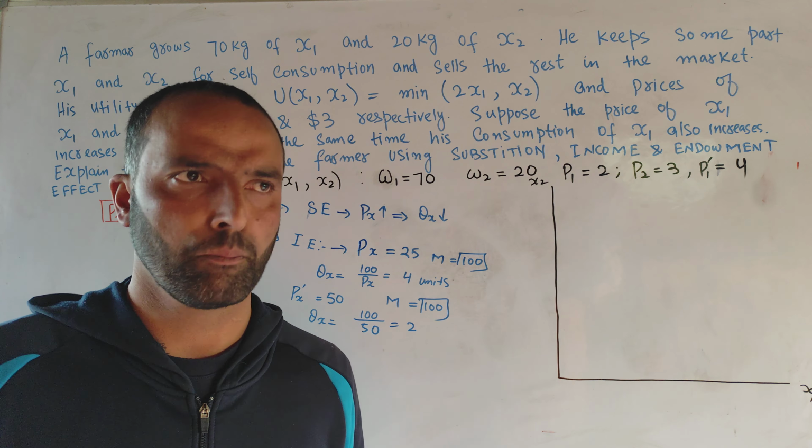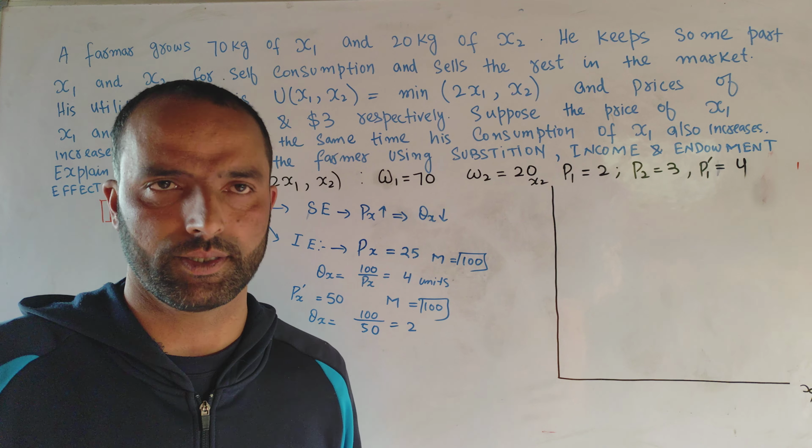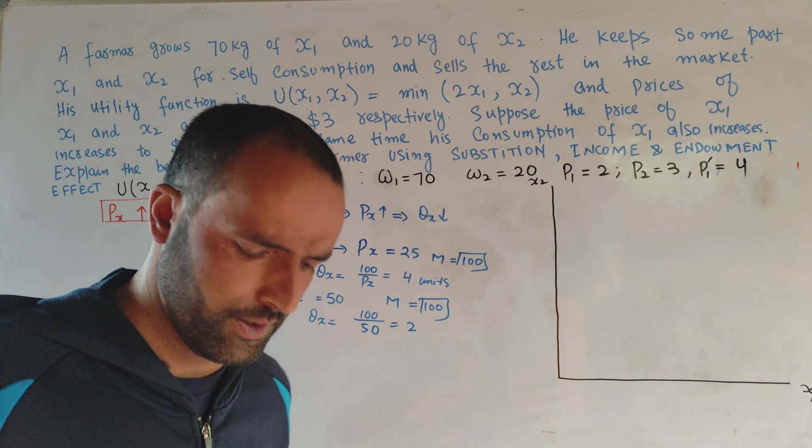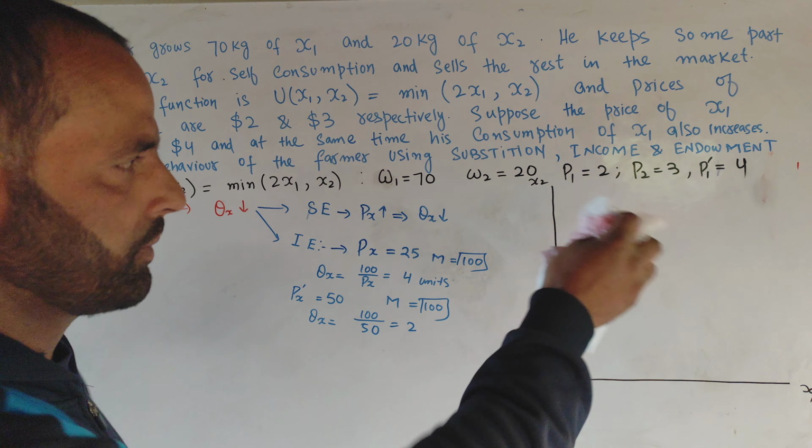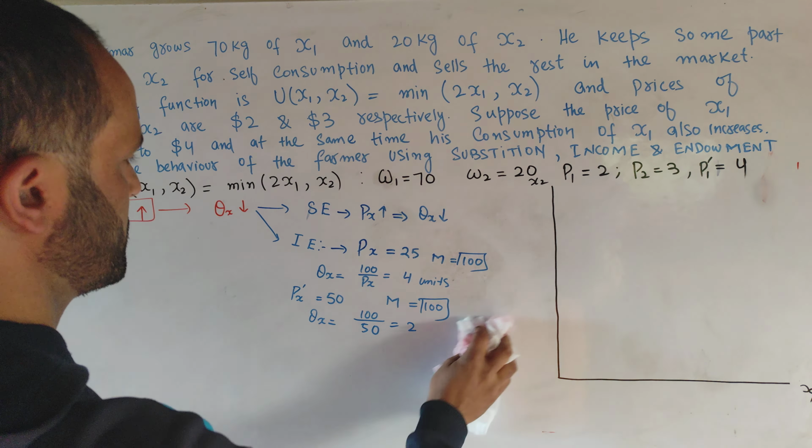By endowment income effect, it is again the same: when the price of good X, in this case X1, has increased, the endowment income of the consumer has in fact decreased. I will explain it step by step also. Now coming to the question, let me wrap this up. I hope you are clear on what is meant by income effect, substitution effect, and endowment income effect. Now let's come to the question.